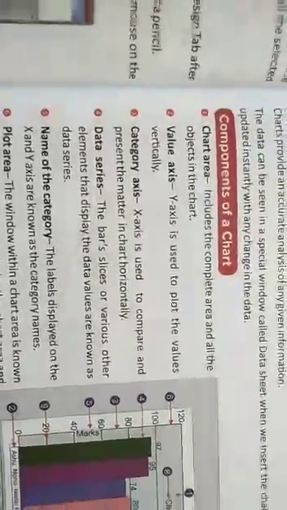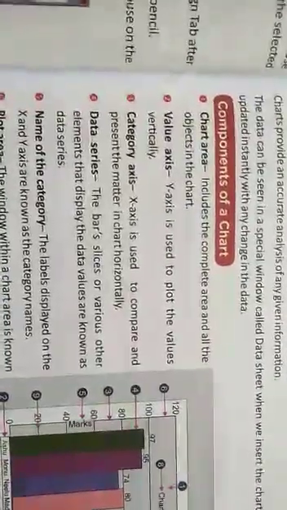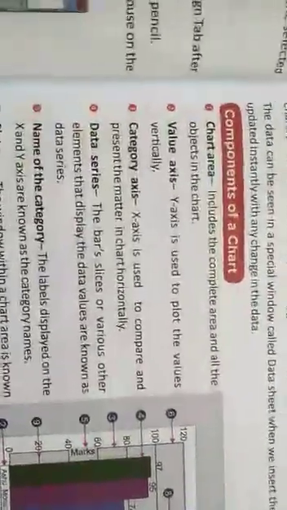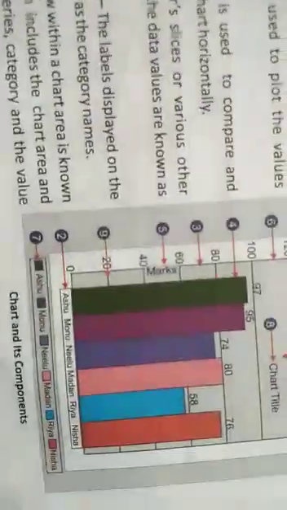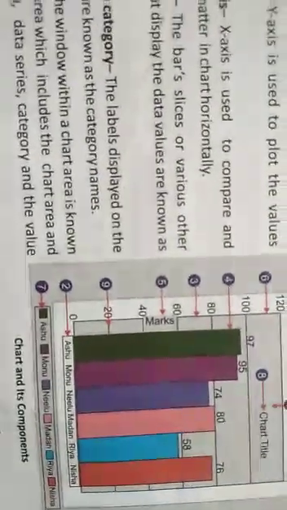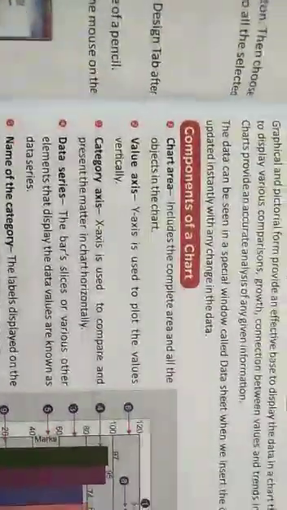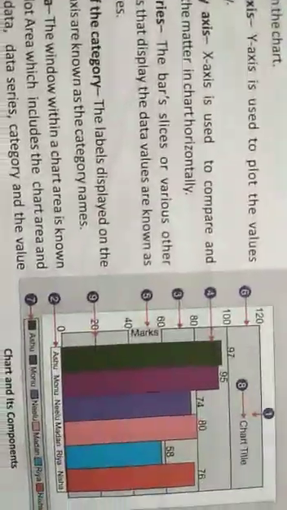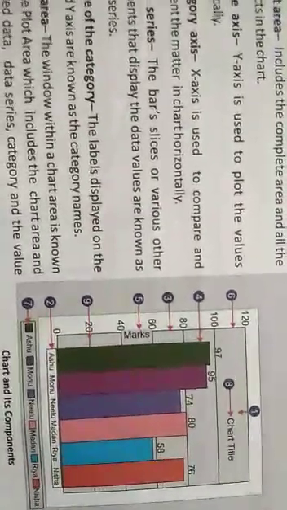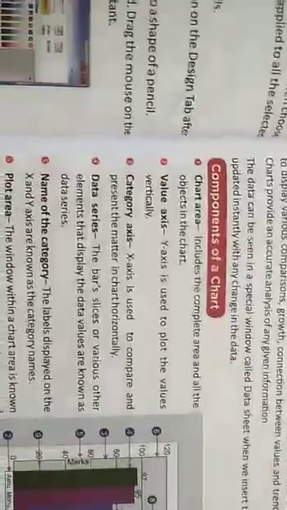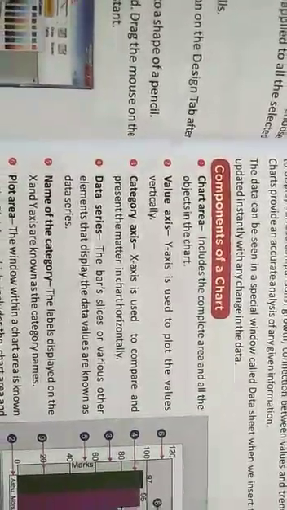First, your chart area. Chart area includes the complete area and all the objects in the chart. Second is value axis, the Y axis, used to plot the graph vertically. Third is category axis, the X axis, used to compare and present the data horizontally.